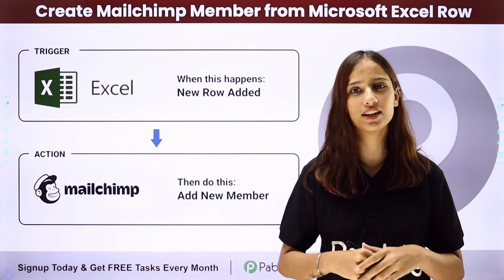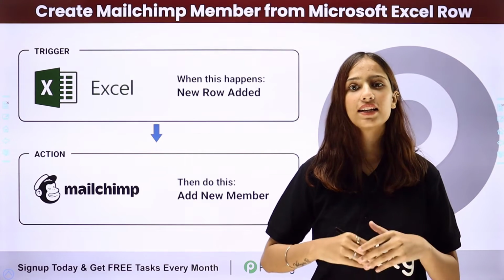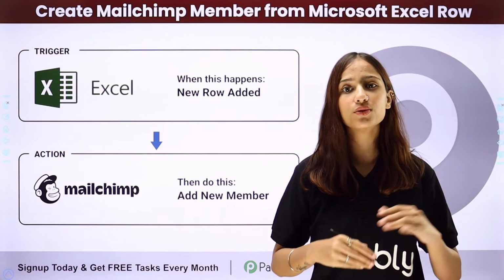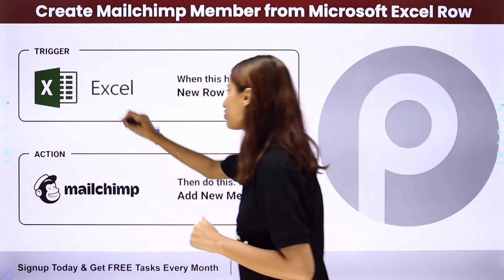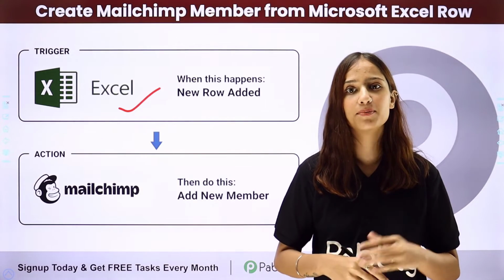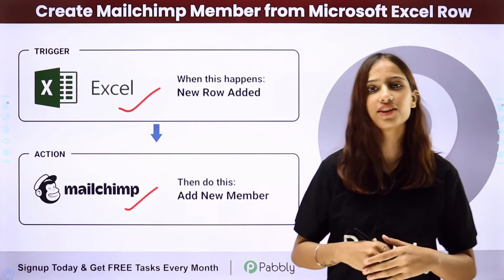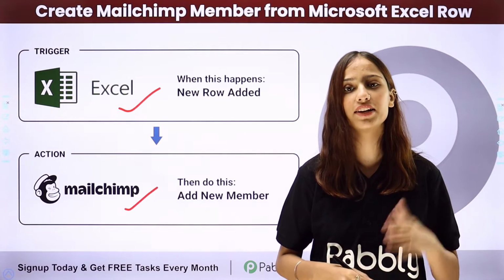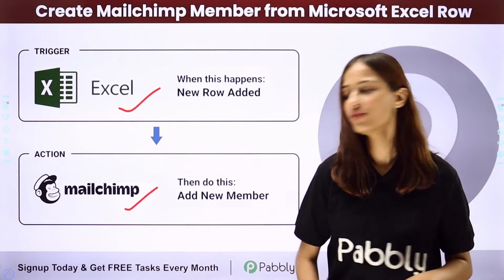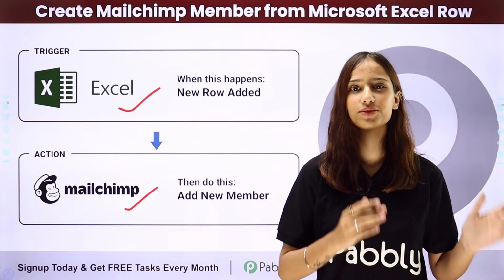So in today's video we will learn how to create a Mailchimp member from a Microsoft Excel row. Let's say that you are receiving multiple leads from multiple sources and you're adding those leads in your Microsoft Excel sheet, and after adding them in the Excel sheet you want to create them as a member in your Mailchimp account. So how will we set up this integration? We will be using Pabbly Connect for that, where our trigger application will be MS Excel and our action application will be Mailchimp. To learn how we set up this integration, follow me through the screen.